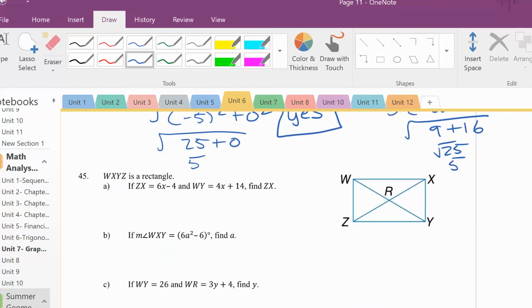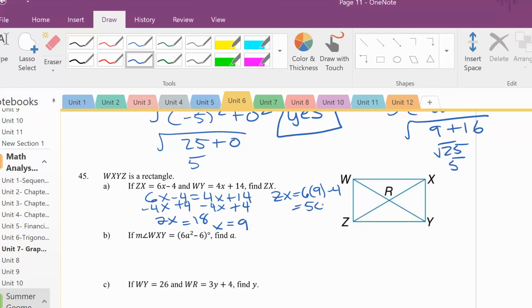All right, so then here you have your picture. WXYZ is a rectangle, and it says ZX is 6x minus 4, WY is 4x plus 14. Find ZX. Well, you need to find x, and remember the diagonals are equal, so 6x minus 4 equals 4x plus 14. Subtract 4x, so you get 2x, add 4. So x equals 9, so ZX equals 6 times 9 minus 4, so it's equal to 50.